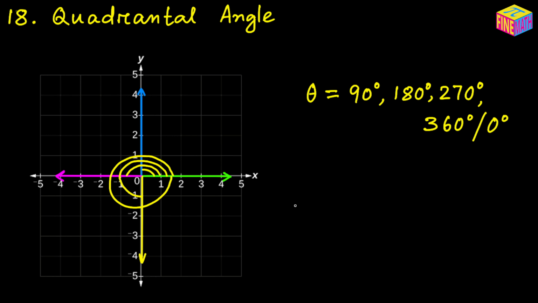In those cases, those angles will be called quadrantal angles. So what would be those angles then? Well, clearly you can see if the terminal side is along the positive y-axis, then that angle will be a 90-degree angle. If the terminal side is along the negative x-axis, then that angle will be a 180-degree angle. If the terminal side is along the negative y-axis, then the angle will be 270-degree. And if the terminal side coincides with the initial side along the positive x-axis, then you can call it 360-degree or maybe 0-degree. If you want to take the principal value, then it will be 0-degree, otherwise you can call it 360-degree. So those angles are called quadrantal angles.